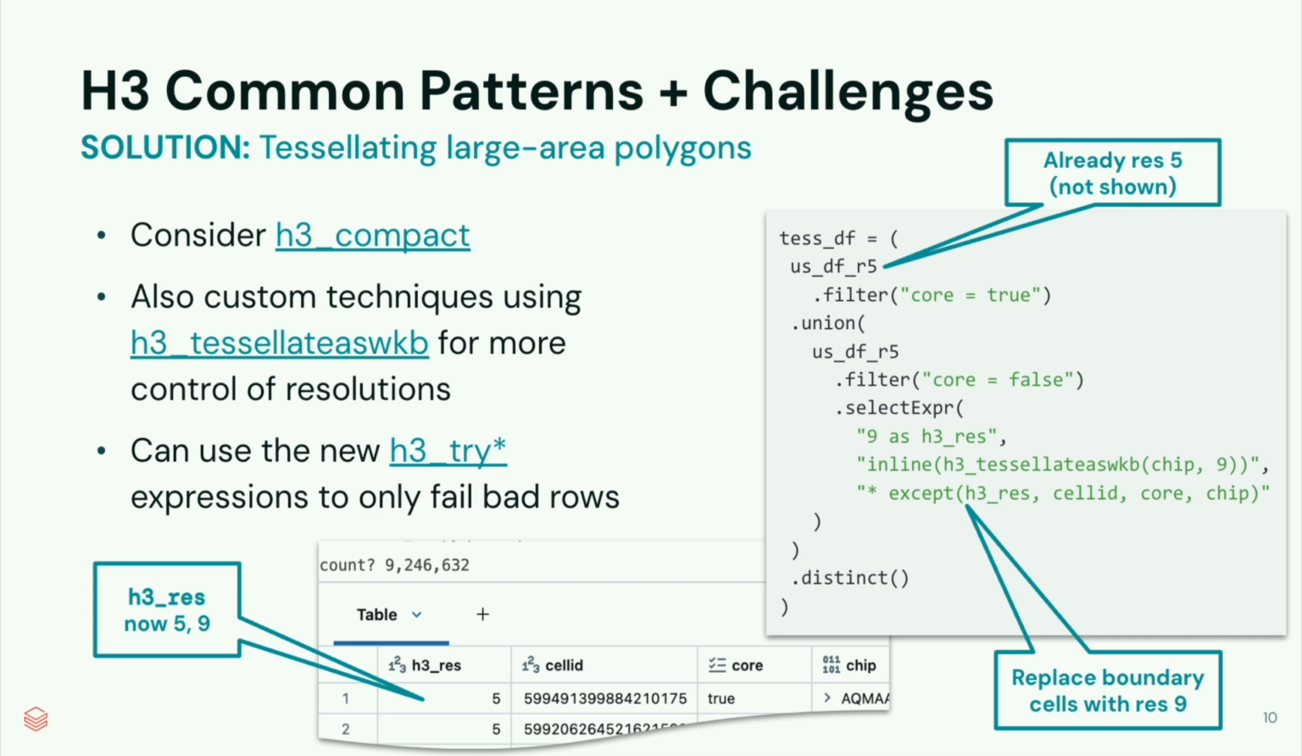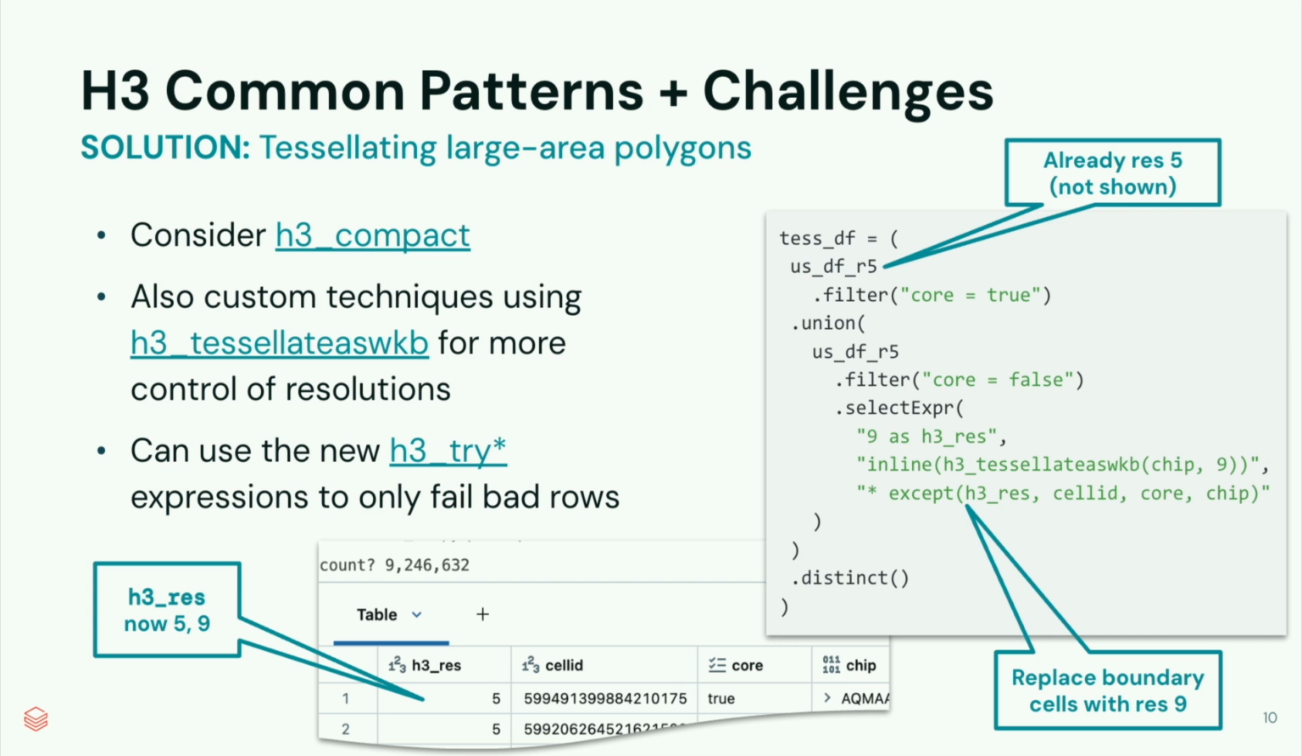So we basically keep the 5 cell ID, but go ahead and do a tessellating operation on the WKB that we have at the boundary of that initial phase. And then we have at the end of that a 5 and 9 custom compaction. Obviously, I can't go into that very far, but that's a good pattern just to be familiar with, that Tessellate as WKB helps you in that situation.